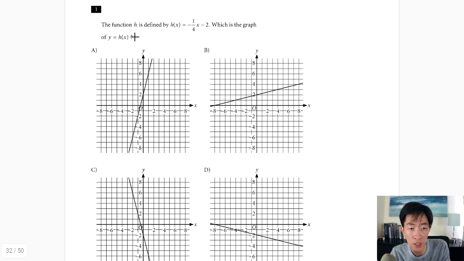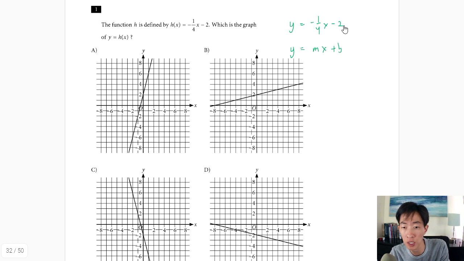Question 1. The function h is defined by h of x equals -1/4 x minus 2. What is the graph of y equals h of x? So we know h of x. They're basically asking what is the graph of y equals -1/4 x minus 2. And we know that this is a line because we've memorized y equals mx plus b, in which b is the y-intercept and m is the slope.